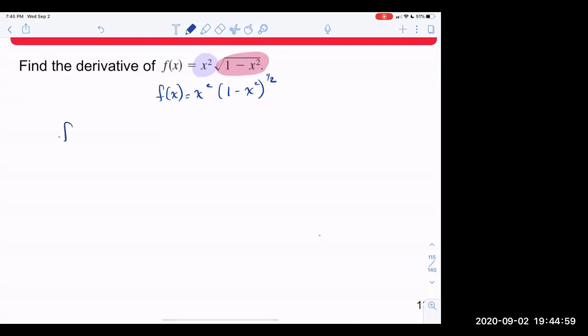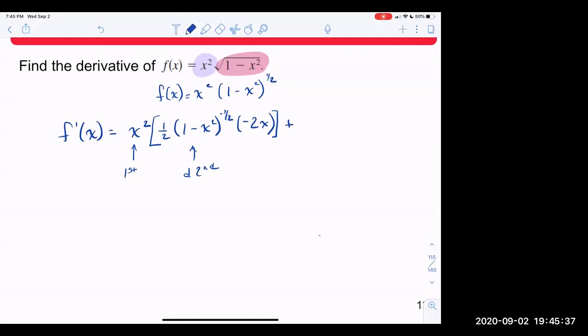Now I'm ready to take my derivative. So f prime of x is the first function, right? Times the derivative of the second function, which is negative 2x. Okay? So that's first times the derivative of the second, plus second, which is just 1 minus x squared to the 1/2, times the derivative of the first, which is 2x. Okay? So that's our product rule.